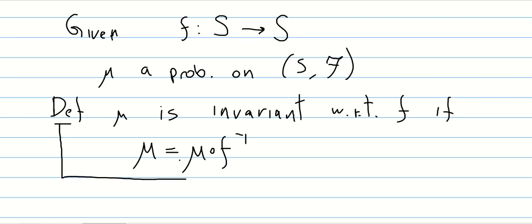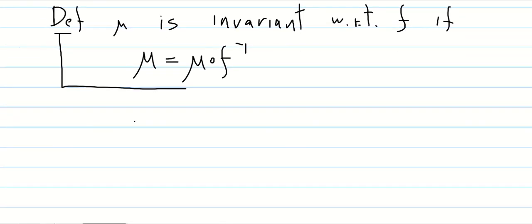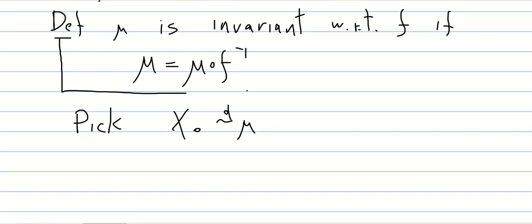If we have such a situation, we can define something in the product space, because here we're not talking about the product space, right? We're talking about a fixed S. But we can go to the product space in the following way. We pick x0 distributed as mu. Mu is a fixed measure on S, so we pick one element with distribution mu. And now we define xn to be the nth iteration of f on x0.